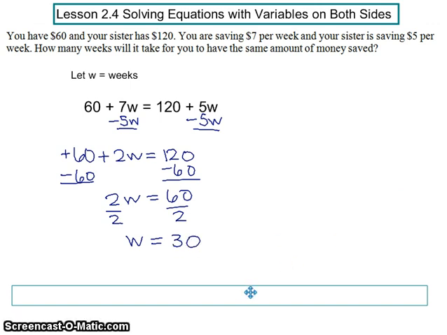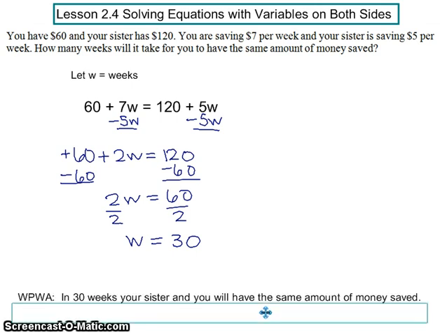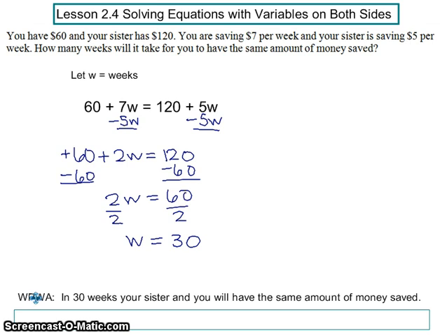So that means that in 30 weeks, you'll have the same amount of money as your sister. So in math, we like to call this whoop-wah, word problem, word answer. In 30 weeks, your sister and you will have the same amount of money saved. So by writing this sentence, we are able to understand the problem a little bit better.